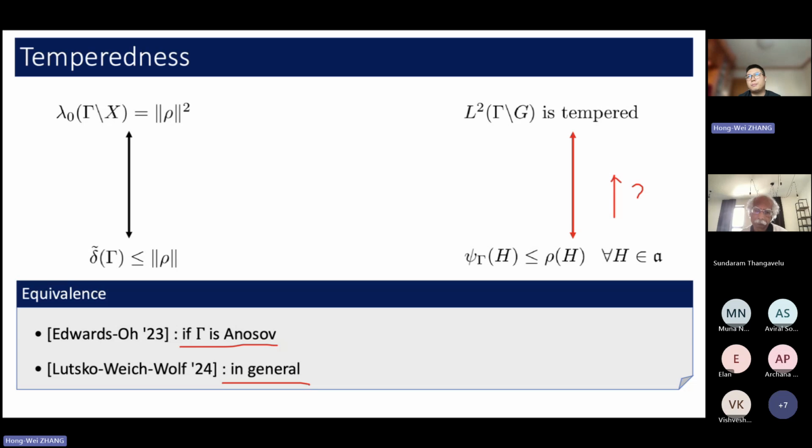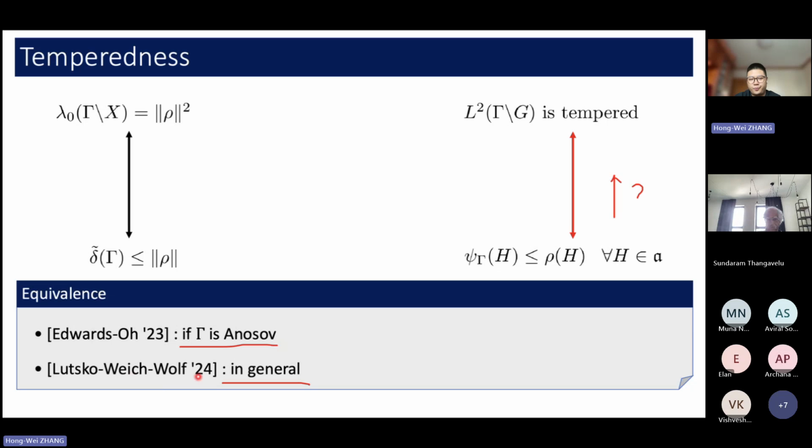For the convex co-compact subgroups, we will see what they are later. This is just a way to generalize this concept from rank 1 to higher rank. So they proved it from below to above with this assumption, and this assumption was removed very recently by two colleagues, Weich and Wolf.